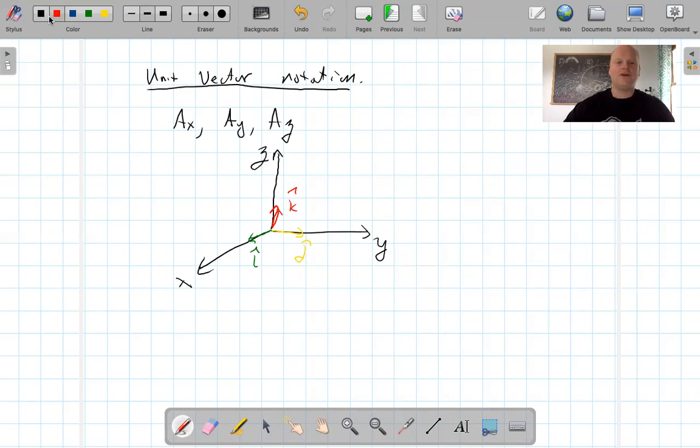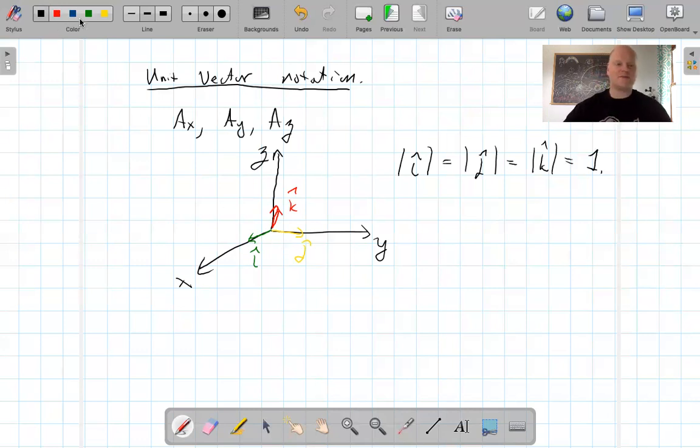But these are called unit vectors because the magnitude of each one of them is simply equal to 1. So if I took the magnitude of i, that's equal to the magnitude of j, which is equal to the magnitude of k, which is then equal to simply 1.